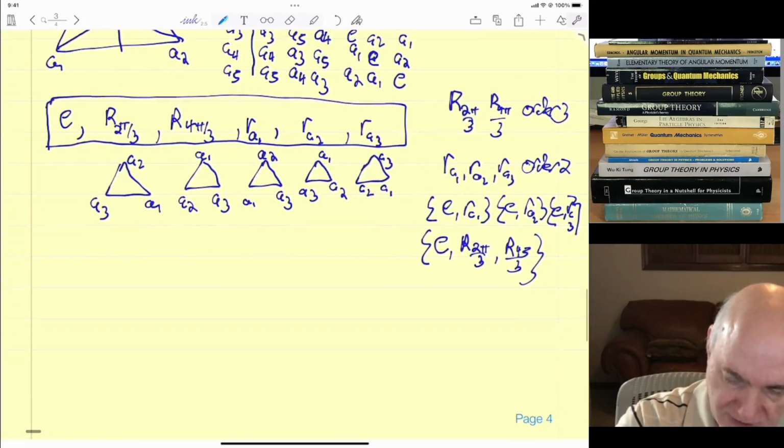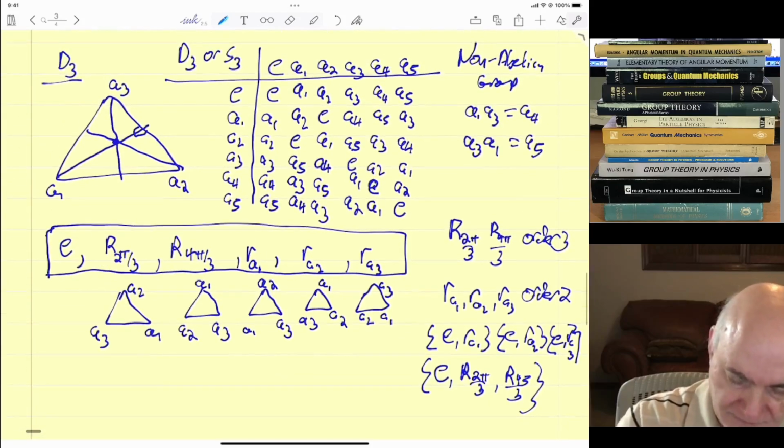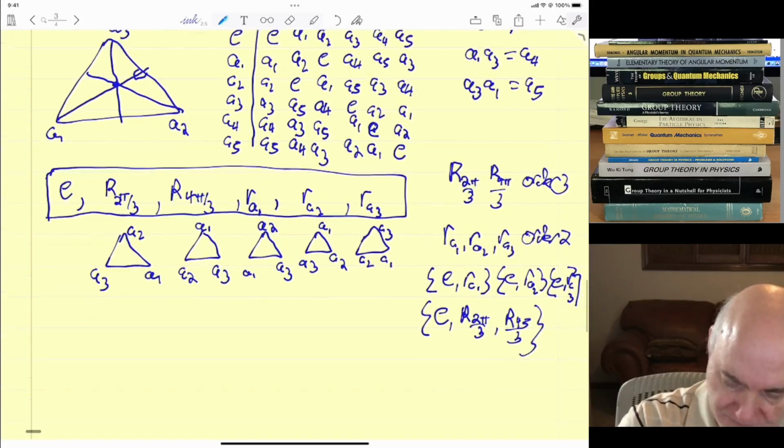When the number of sides of the regular polygon is odd, we have the rotations all the way through, n minus 1 rotations if it has n sides. And then we have the reflections to the perpendicular bisectors.